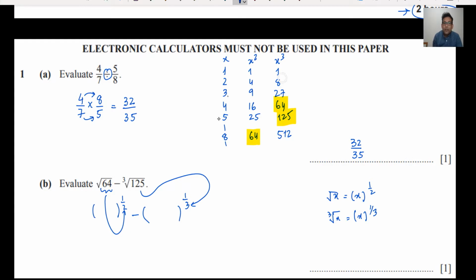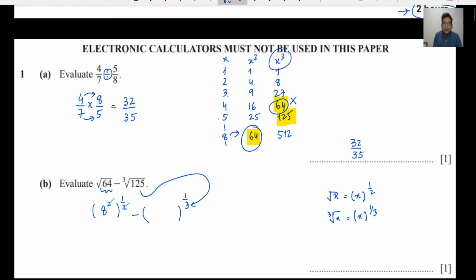In cubes, do we have 125? Yes, we have. And in squares, do we have 64? Yes, 64 is here, but 64 is also here. You can see we do not need this, because this is a cube. So 64 is the cube of 4, but I cannot write 4 cubed here. This is wrong. You should write 8 squared is 64, so that the 2 and 2 cancel out.